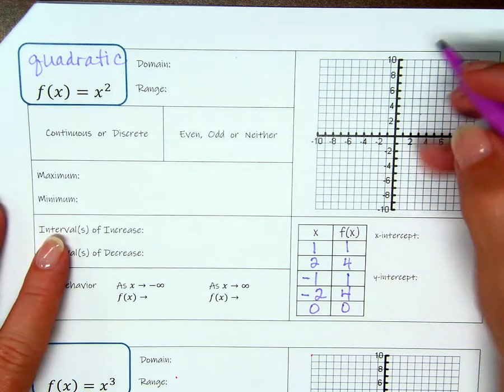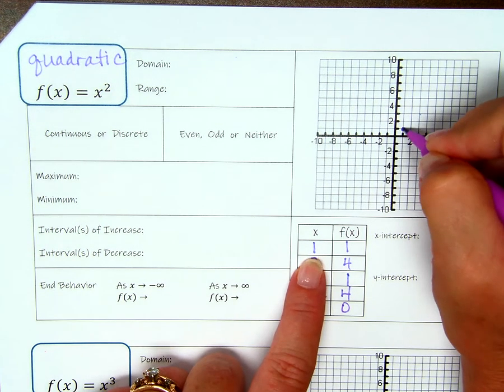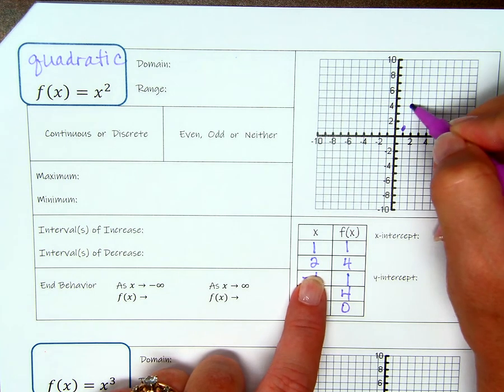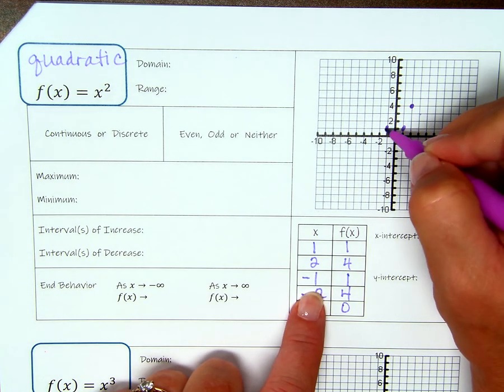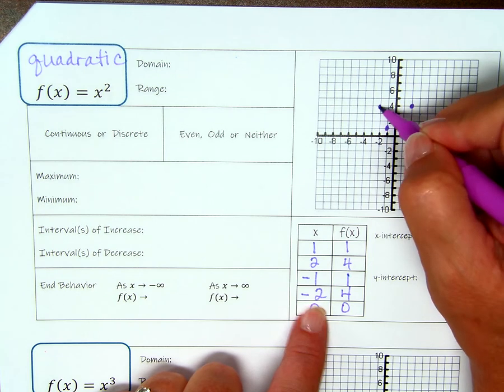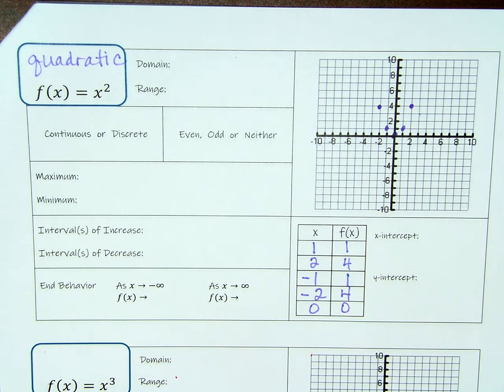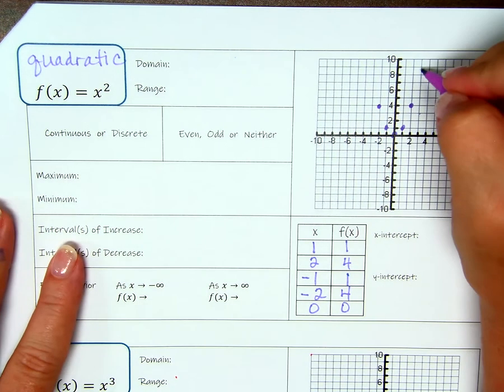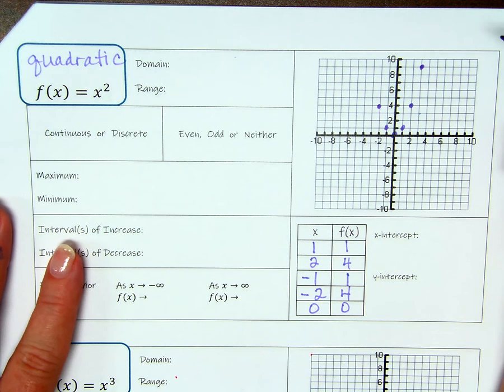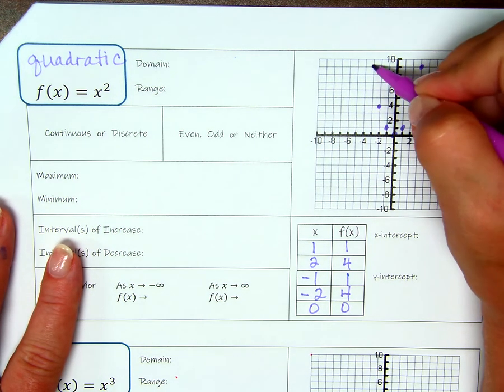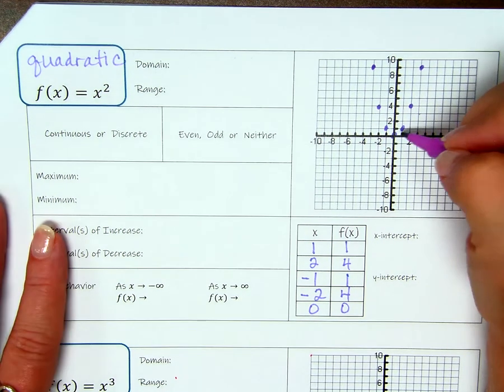So let's plot these on the graph. 1, 1, 2, 4, negative 1, 1, negative 2, 4, and 0, 0. I know we don't have room for it on the table, but what would be another acceptable one if we wanted to fit it on the graph? 3, right? What's 3 squared? 9. I'm going to actually go ahead and graph that because we know that's true. What else would work then? Negative 3, right? Negative 3 squared is positive 9. Because see, that gives me a nice picture of it, right?